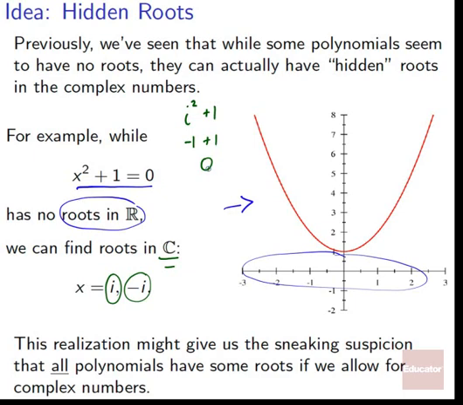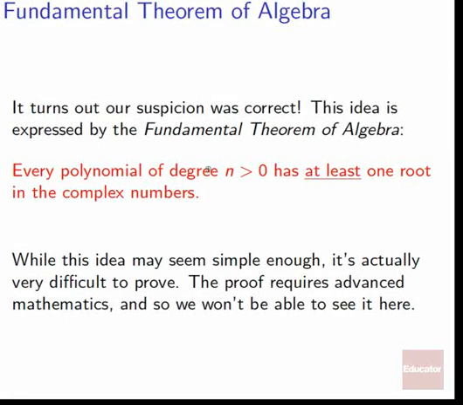So this realization that there are roots, even though at first it doesn't seem like there's roots, might give us this sneaking suspicion that all polynomials have roots if we allow for the complex numbers, that there's some root out there that we might not be able to find using the real numbers, but that it is out there when we expand our search to the complex numbers. At least we'd have this suspicion. It turns out that our suspicion was correct.